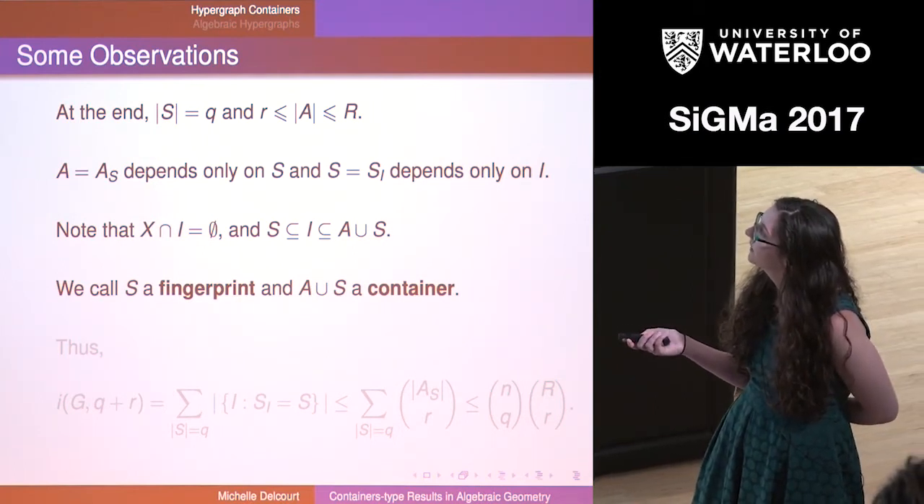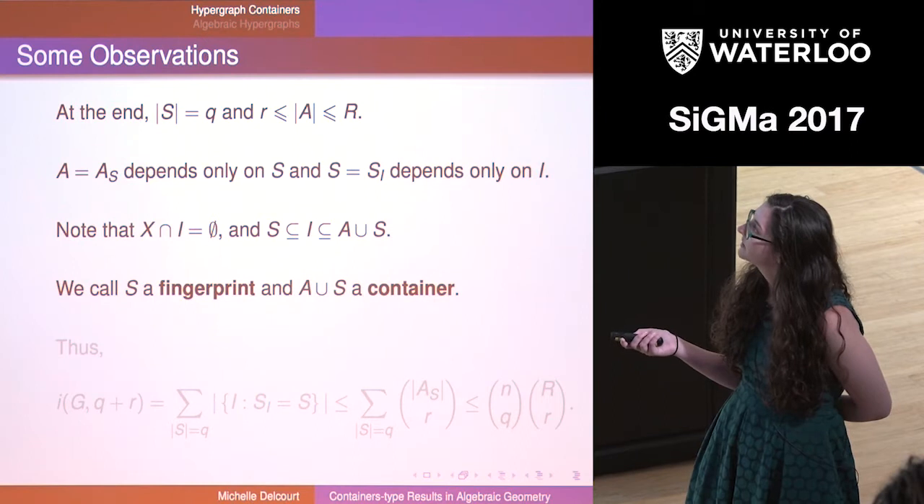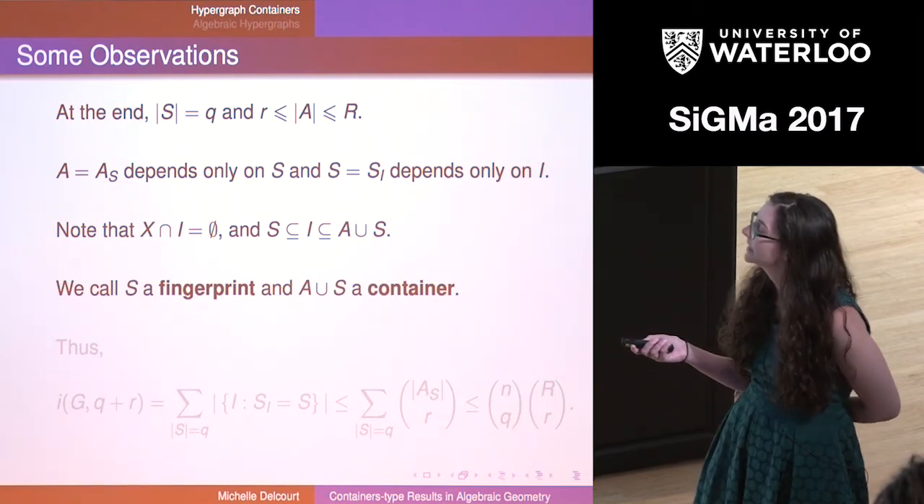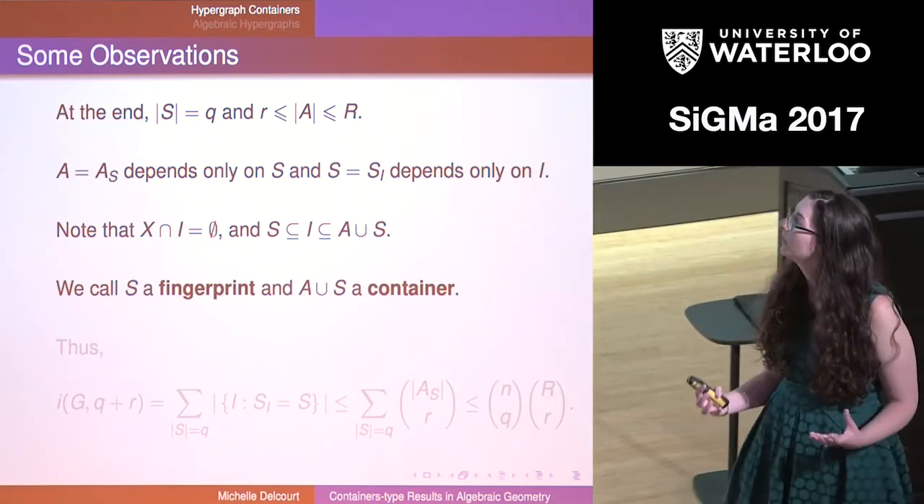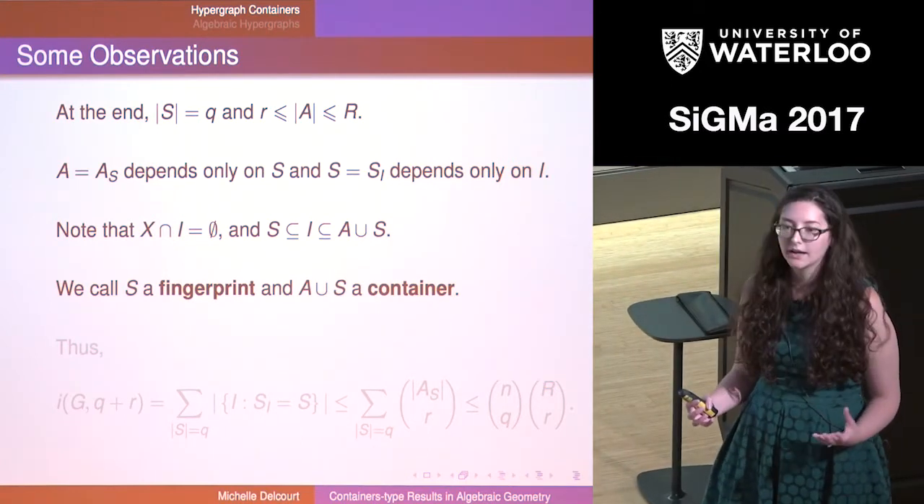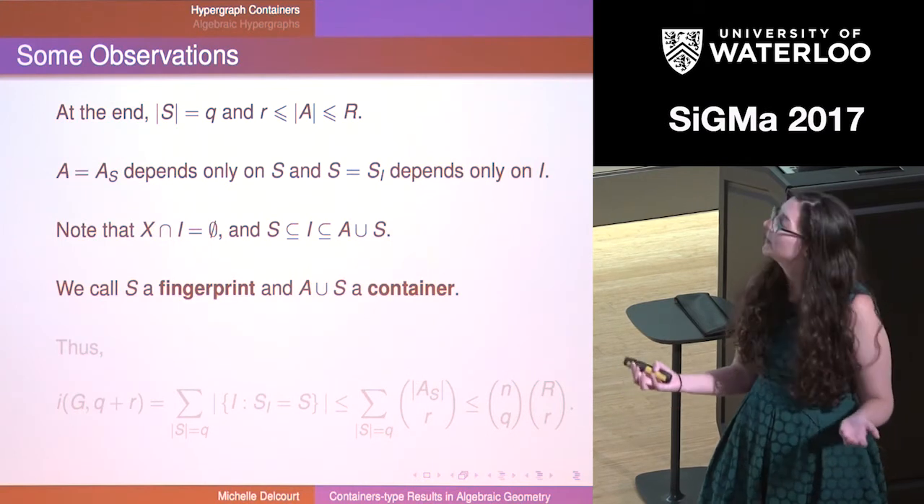We're going to talk about S being a fingerprint and A union S being a container. So in general, counting independent sets is hard. It's a hard problem, but if we could get a handle on where they live, it would be a much easier problem.